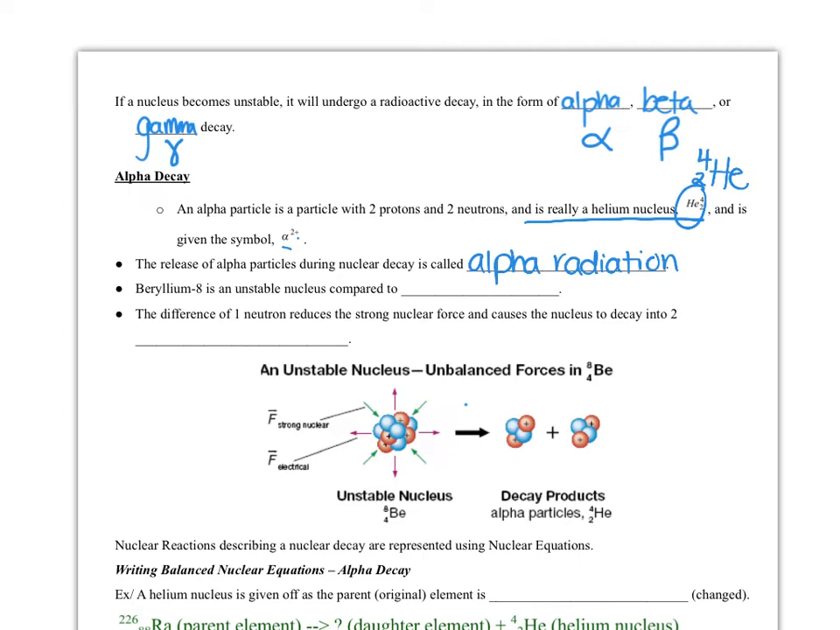Beryllium-8 is an unstable nucleus in comparison to beryllium-9. So this difference of 1 neutron reduces the strong nuclear force keeping that atom together and causes the nucleus to decay into 2 alpha particles.